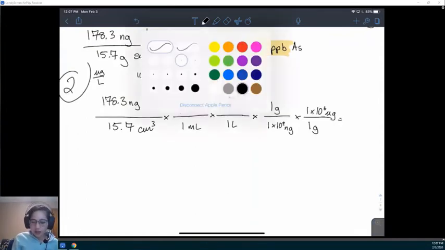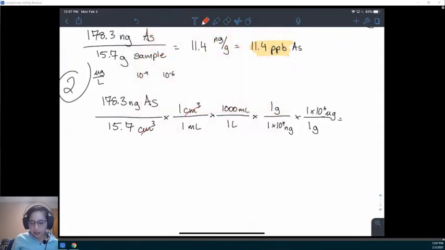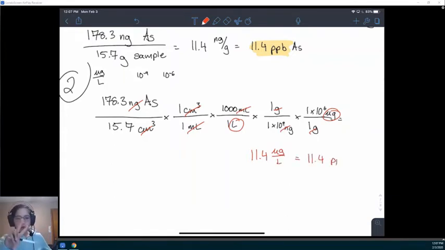All right, and so if we check our units, centimeters cancel, milliliters cancel, and we have a liter left. Nanograms cancel, grams cancel, micrograms remain. So as this is written, it's in micrograms per liter. That is a ppb. So if you plug that into your calculator, sure enough, you get the same thing, 11.4 micrograms per liter. So 11.4 ppb. So those are 2 different ways to do it. Okay, so now the second part of the question.